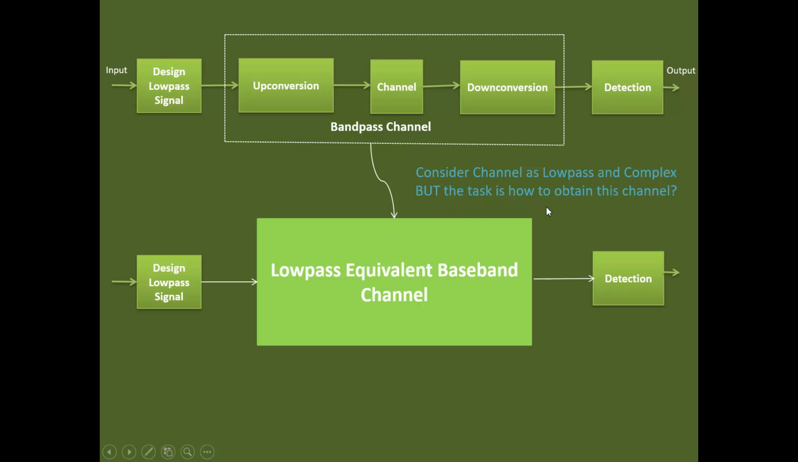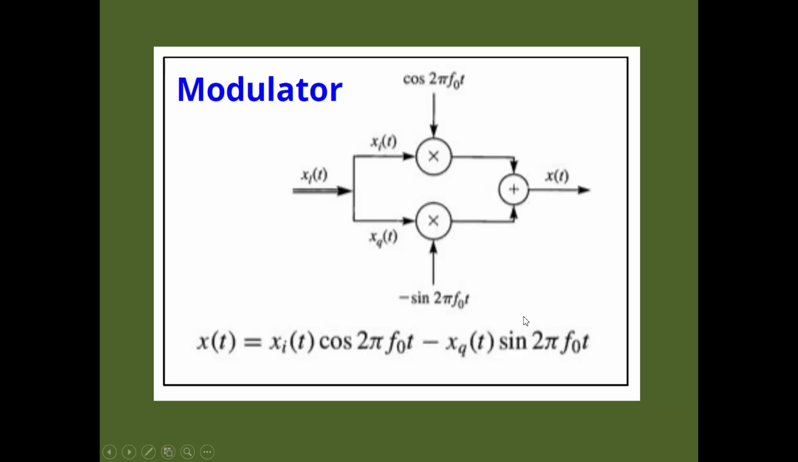But the task is how to obtain this channel. Once we get the low pass equivalent baseband channel, because this is the band pass channel, now we model this band pass channel as its low pass equivalent baseband channel. The question now is how to obtain this channel, so that in the model you will see that we are only dealing with low pass signals, right? So let us see what this concept is.